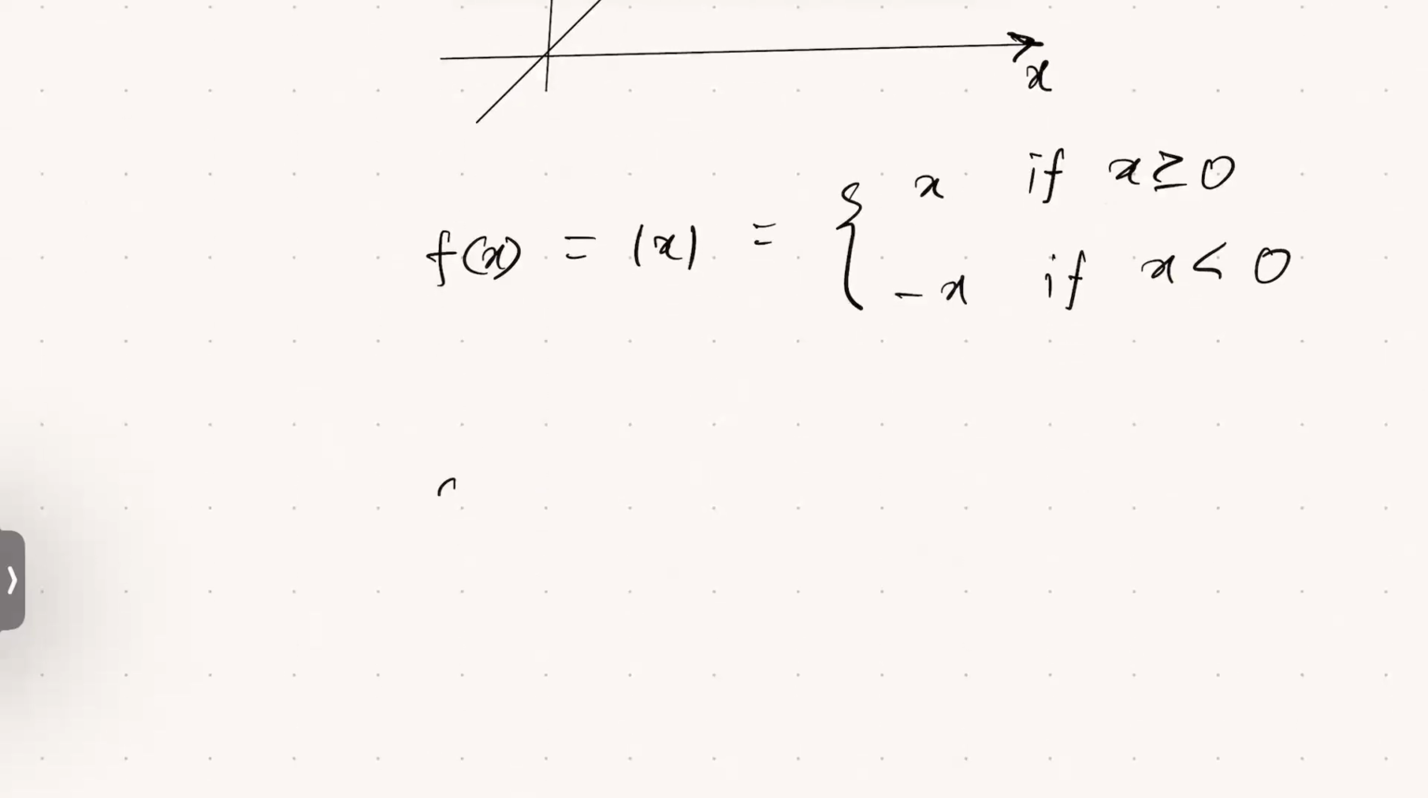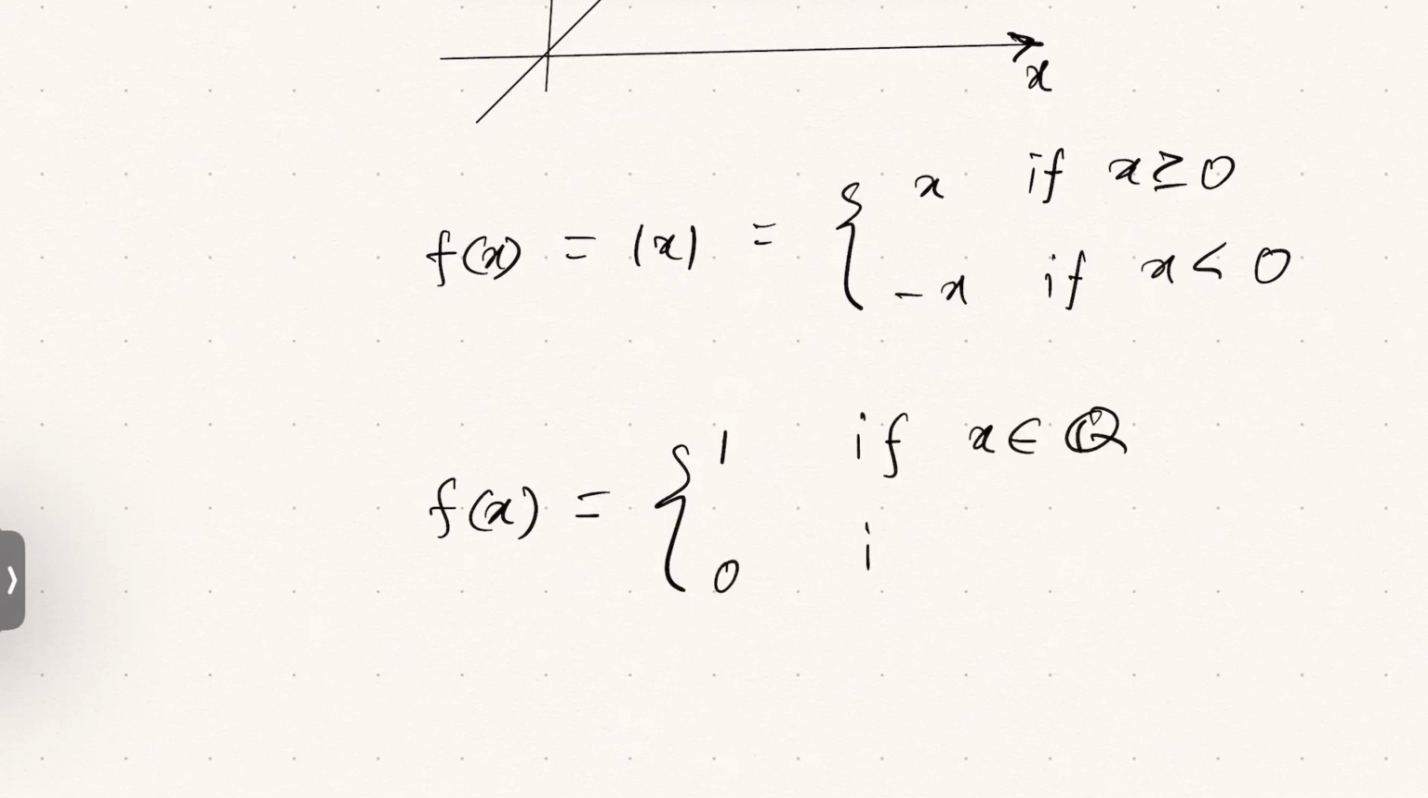Another example of a function is f of x equals 1 if x belongs to the set of rational numbers, and 0 if x does not belong to the set of rational numbers. So there is no algebraic expression for this function f of x, but it's still a function, right?